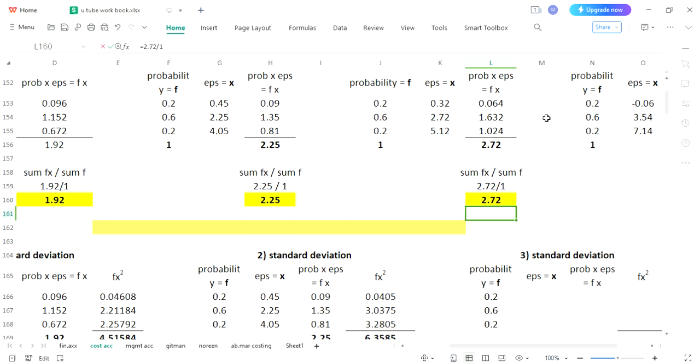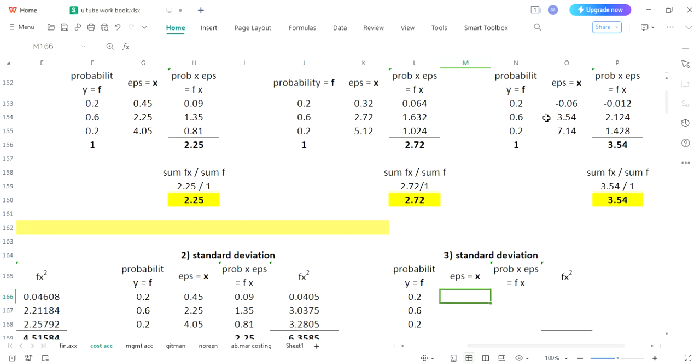Just calculate it. So we have third average 2.72. Now it's okay. So let's start our calculation. I don't know how this vanished. This was supposed to be over here. So our third mean is 2.72. It's okay now.